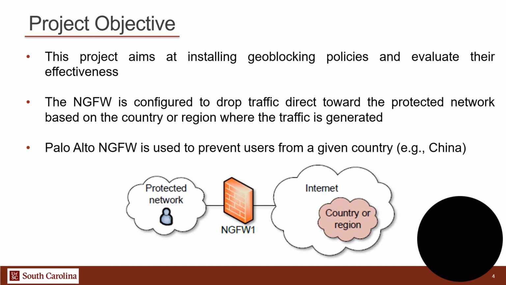The objective of this project is to configure geoblocking security policy rules on a next generation firewall and test the policy's effectiveness in protecting the internal network. These security policies are to ensure that all traffic from the selected country will be dropped prior to entering the network. The firewall serves as a filter for all traffic, assessing its origin in order to determine whether it will be allowed to access the network.